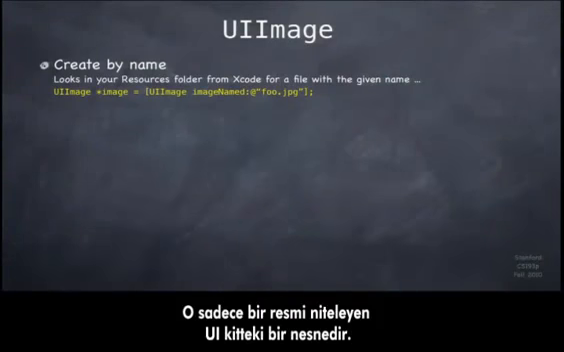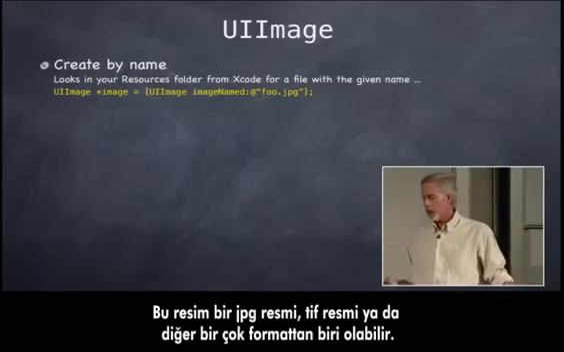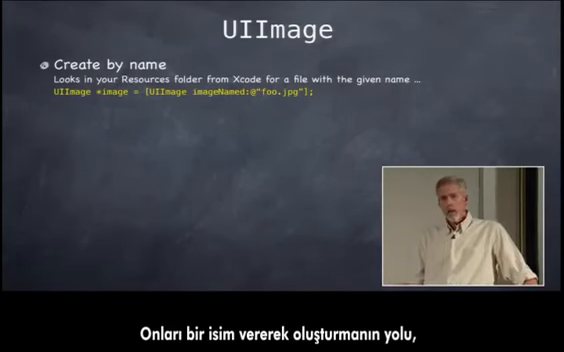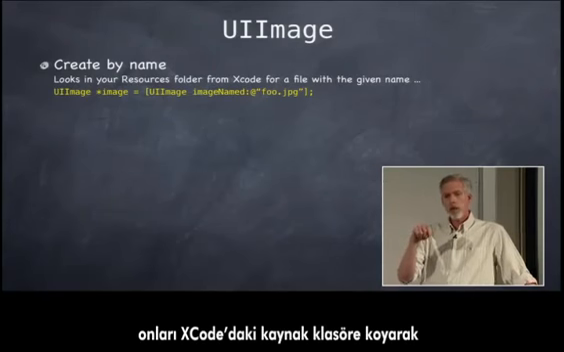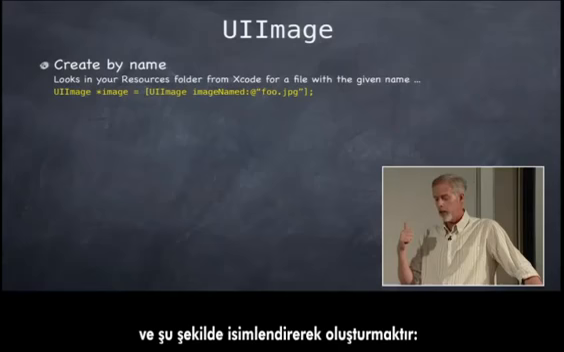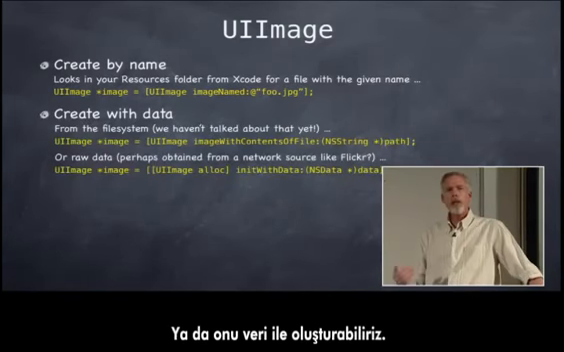It just is an object in UIKit that represents an image, a JPEG image or a TIFF image or lots of different formats. And the way we create them is either by name. If we drag them into our resources folder in Xcode, we can just create them by name like this: imageNamed foo.jpg, bam, we got it. Or we can create it with the data.